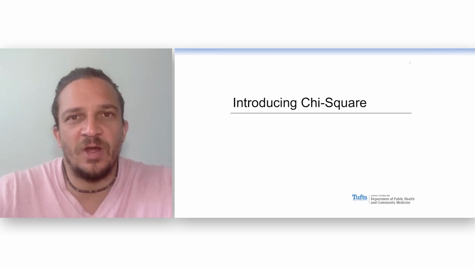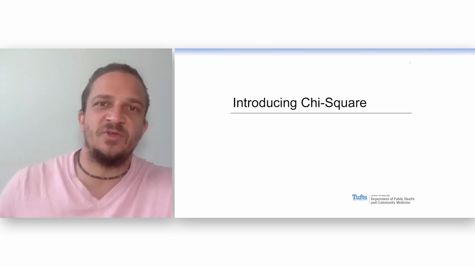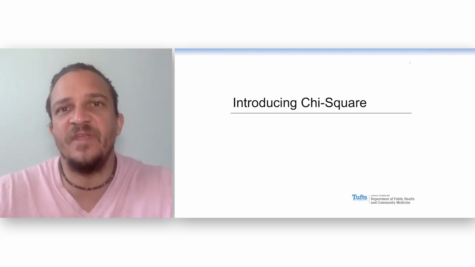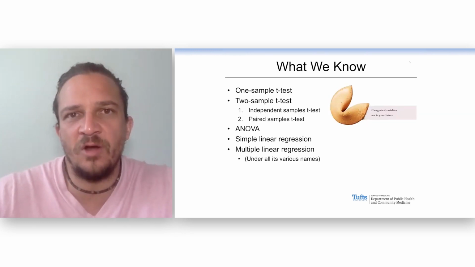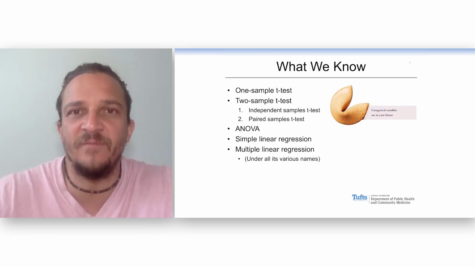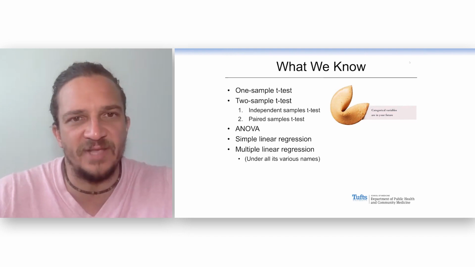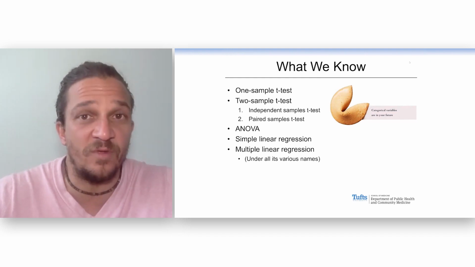In this short video, we're going to introduce the statistical test known as chi-square. Chi-square differs from the other tests that we've done in that we are no longer going to be talking about the behavior of means and trying to predict values for means or model based on means. Now, quick review of what we've already done.